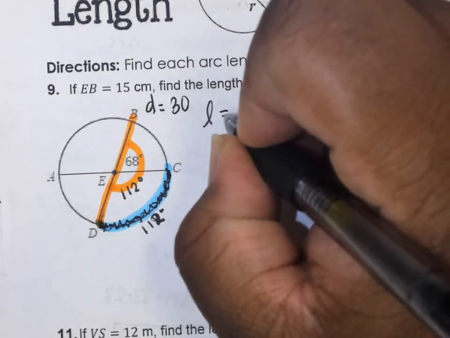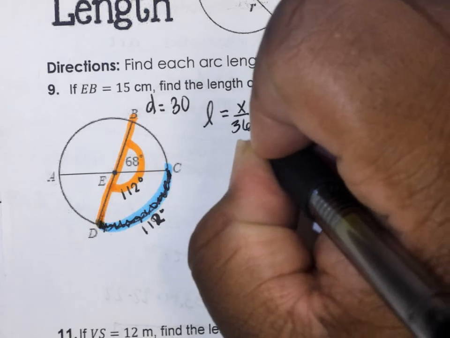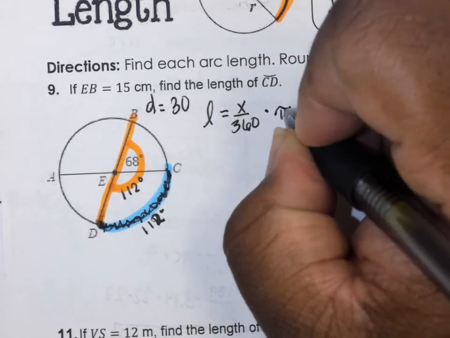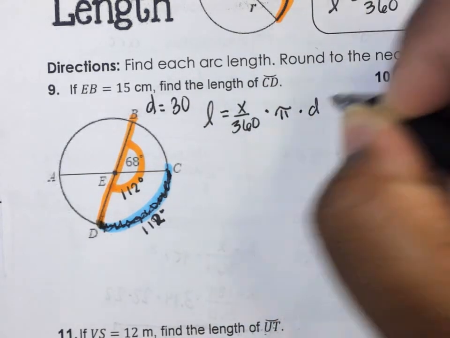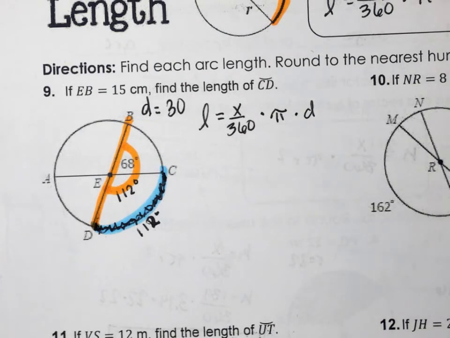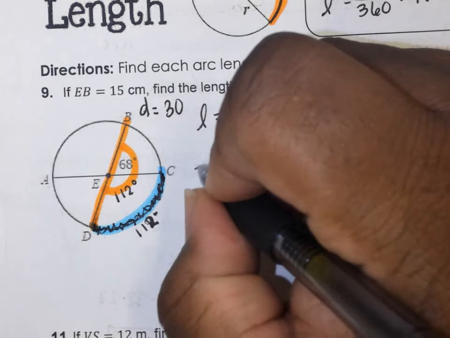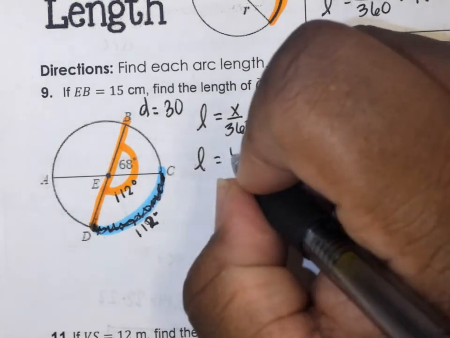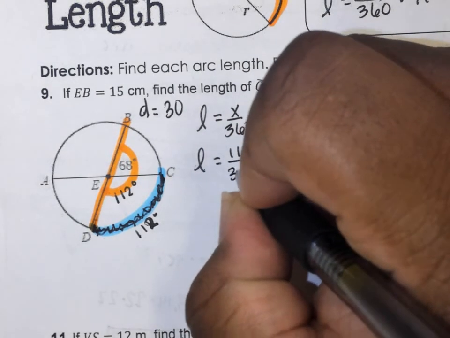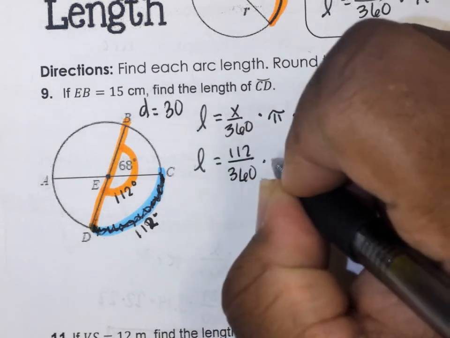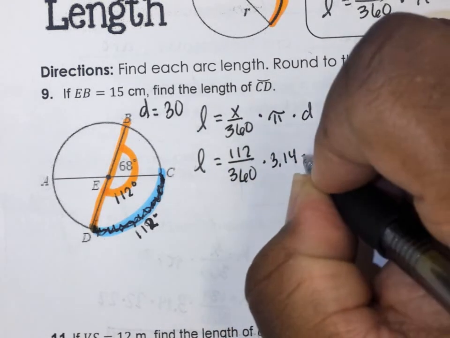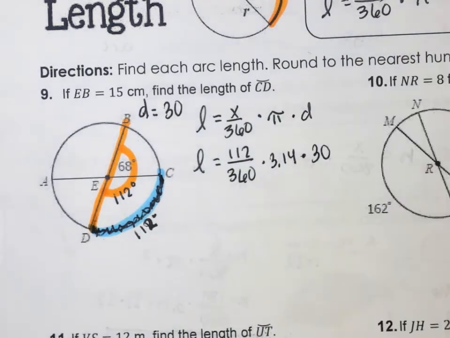Alright, arc length equals x over 360. Write it out every time. I saw a lot of y'all making mistakes yesterday because y'all weren't writing the formula out each time. Write the formula out each time. That way you can just plug in numbers. 112 over 360 times 3.14 times our diameter, which was 30.